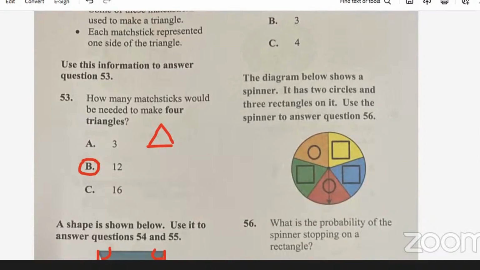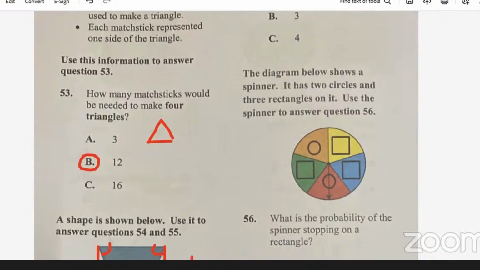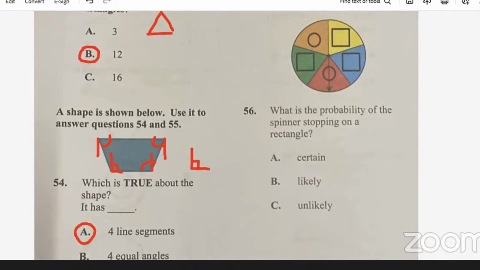56. The diagram below shows a spinner. It has 2 circles and 3 rectangles on it. Use the spinner to answer question 56. What is the probability of the spinner stopping on a rectangle? All right, so we have 3 rectangles and 2 circles. They said, what's the probability?